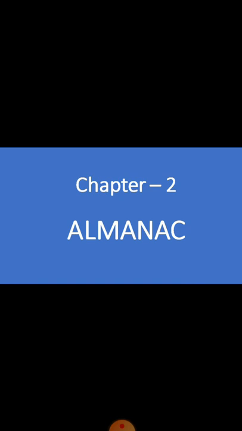What is the Gregorian calendar? This Gregorian calendar is the widely used calendar in the world today. So which calendar is the widely used calendar in the world today? Gregorian calendar. And this is a solar based calendar. And how many months are there in a Gregorian calendar? There are 12 months in a Gregorian calendar.